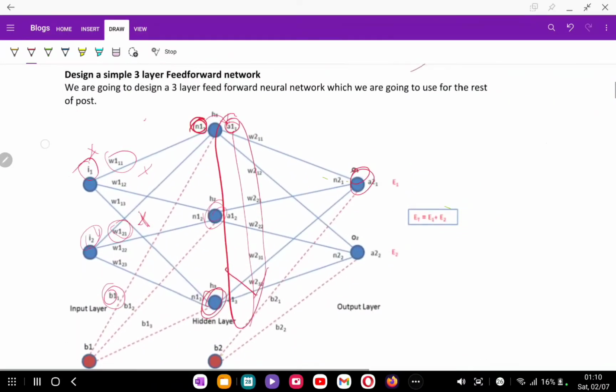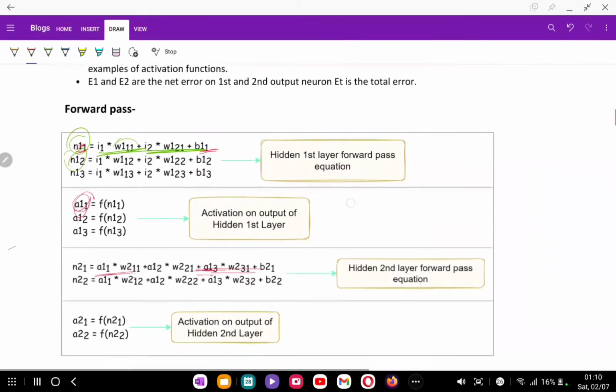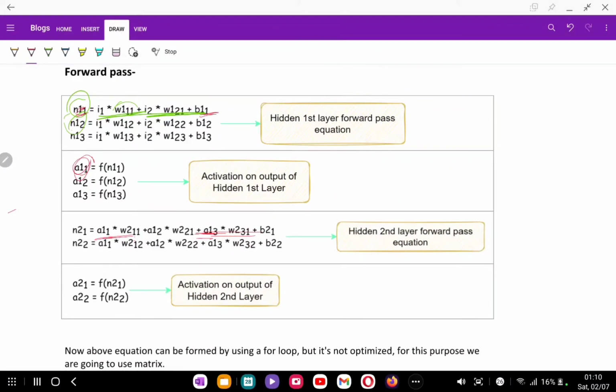So now when I say N21, which is this one, it is A11 multiplied by this one, A12 multiplied by this one, A13 multiplied by this one, plus B21. Similarly, what you're doing here, and then a similar activation function. Now one thing I notice about this is that it is easier to explain, but how we are going to implement it, by that I mean how we are going to mathematically implement it.